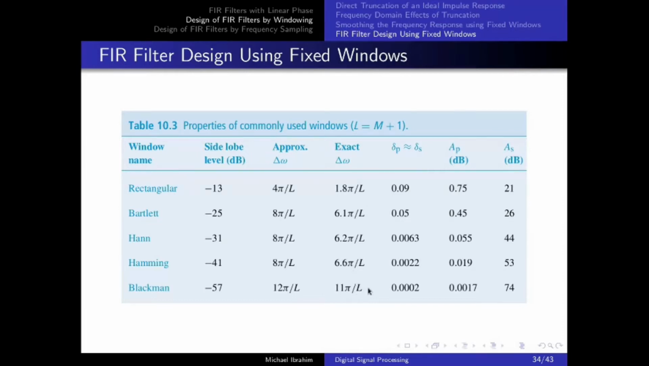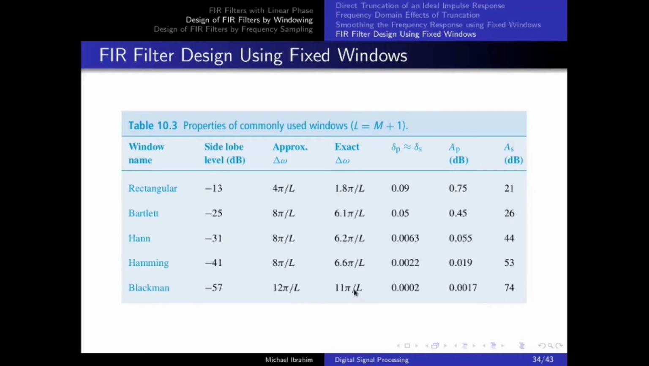So let's go to our whiteboard. Let me just write down for a second. So if we choose a Hamming window, or a Blackman window, what would be the difference? In order to understand this and to choose a proper window, let me just write down the equation for delta omega. For a Hamming window, delta omega, as you can see over here, the exact value is 6.6 pi over L. And for a Blackman, delta omega is equal to 11 pi over L.